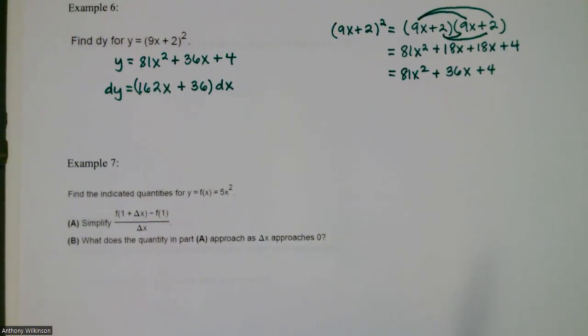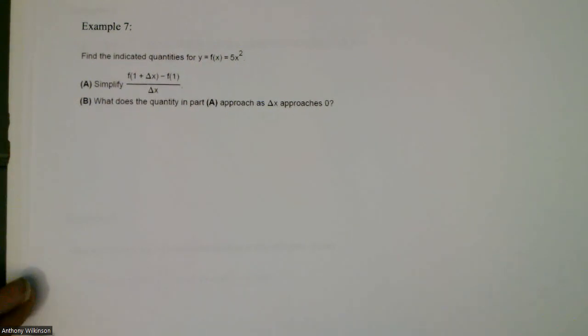All right, now let's take a look at example 7. Here we're going to find the indicated quantities for y is equal to f of x equaling 5x squared. And there are 2 parts to this. In part A, you're going to simplify f of 1 plus delta x minus f of 1, all divided by delta x. And then part B, what does the quantity in part A approach as delta x approaches 0?